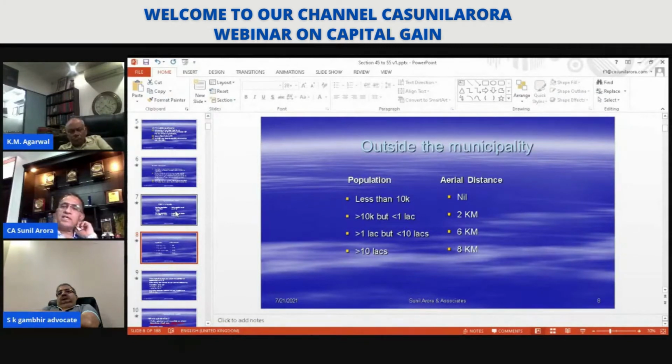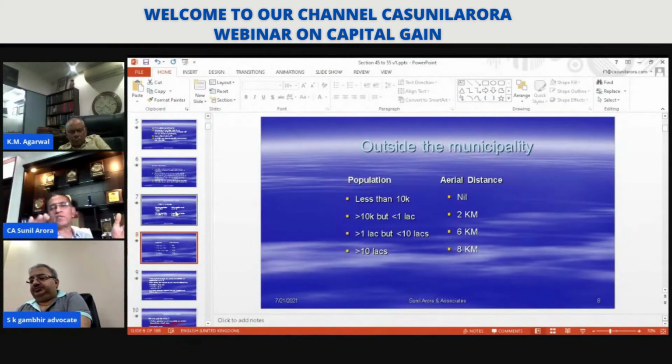On the contrary, as the population increases, the radial distance from the municipality also increases, within which if the agricultural land lies, it would determine whether this would be a capital asset or not. Now, if the municipality has a population of more than 10,000 but less than 1 lakh, in that particular case, a 2-kilometer radius outside that particular municipality, measured by aerial distance, would determine it. If the land is within that radius of 2 kilometers, then this would become a capital asset.